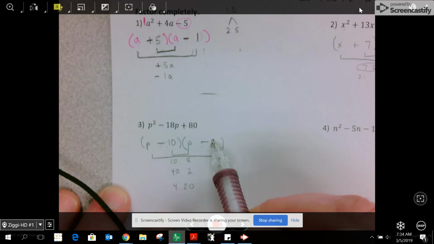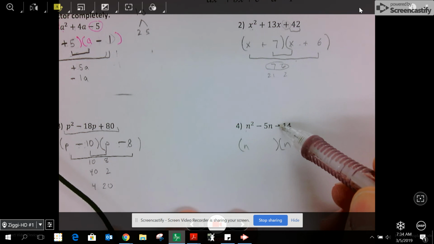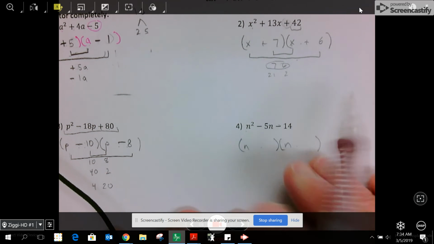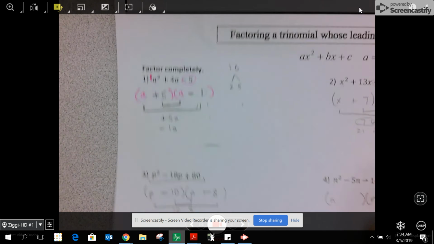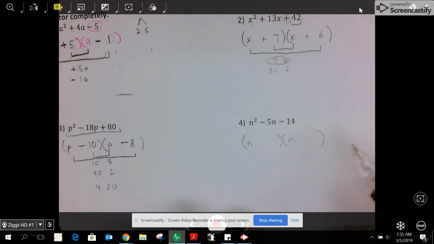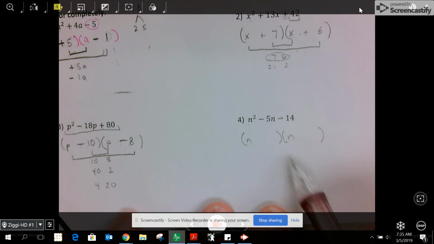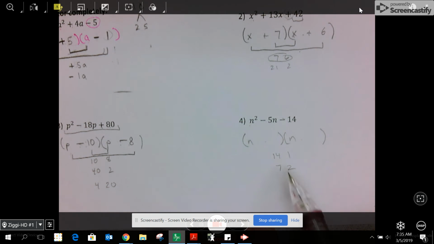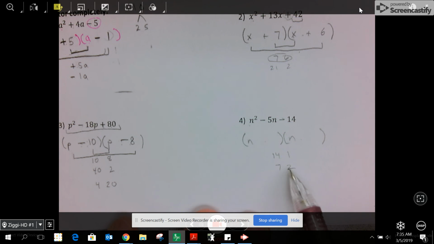I just list my factors, 14 and 1, 7 and 2. And because I'm going to have a difference, I want to pick the ones that give me a difference of 5. That says negative 5. So I want to make one of these a sign that gives me a negative number and the other one give me a positive number. So if I make this negative and this positive, negative 7 plus 2 is negative 5. Check it out. My outside is 2n, my inside is negative 7, 2 minus 7, negative 5. I already picked the other numbers. The key is you pick your first and last numbers to make it work.